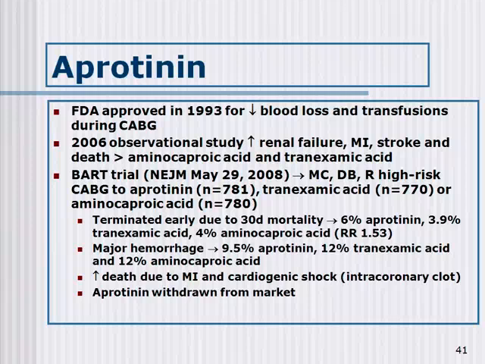And kind of the death knell for aprotinin was the BART trial published in 2008, which was multi-center, double-blind, randomized in high-risk CABG patients. They got aprotinin, tranexamic acid, or aminocaproic acid. The study was terminated due to an increased risk of 30-day mortality, which was essentially 6% for aprotinin and about 4% for the other two antifibrinolytic agents. There was more hemorrhage with tranexamic acid and aminocaproic acid. So aprotinin did the job.